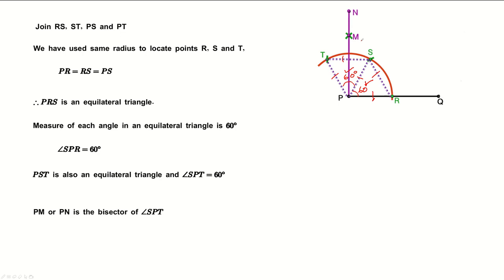Therefore, each of these angles, angle SPN and angle NPT, each of them is half times 60 degrees, that is 30 degrees. This is 30 and this is also 30. Angle NPS equals 30 degrees. This is the angle we need here.